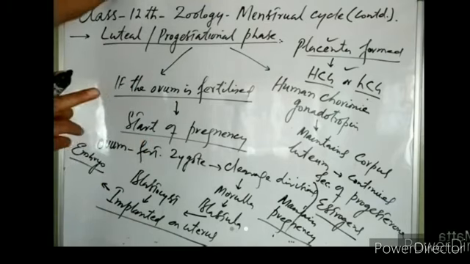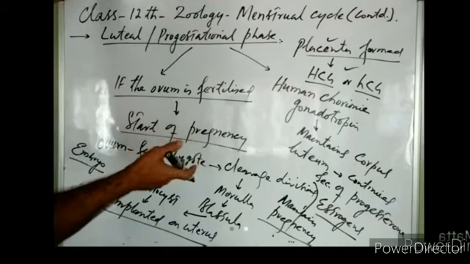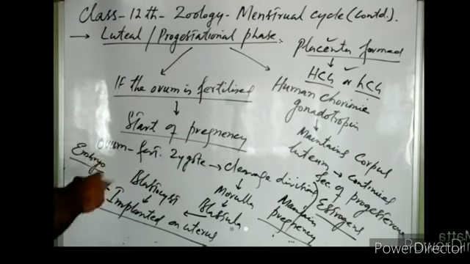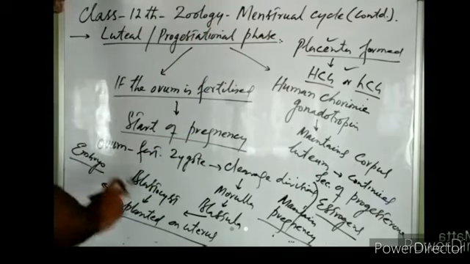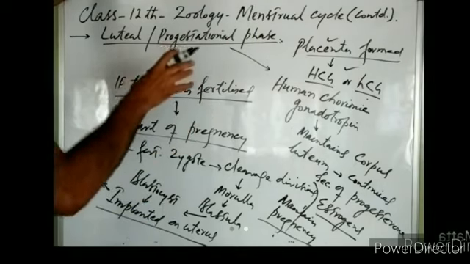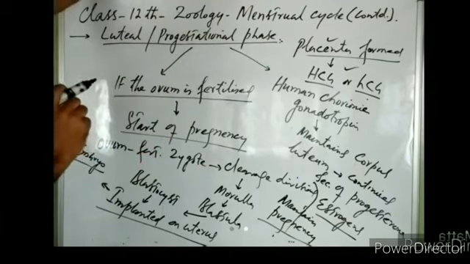If the ovum is fertilized, it will change into zygote. Zygote will then change into morula. Morula will change into blastula. Blastula will change into blastocyst. This blastocyst will get implanted into the uterus, right? As the blastocyst gets attached on the uterine wall, placenta formation begins.